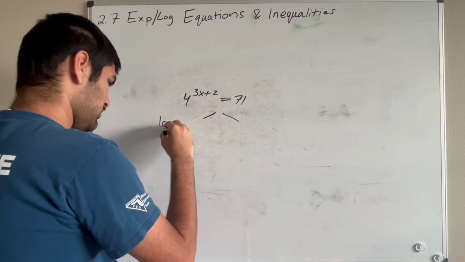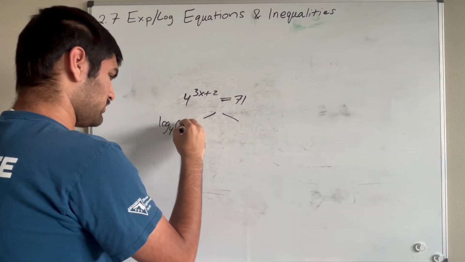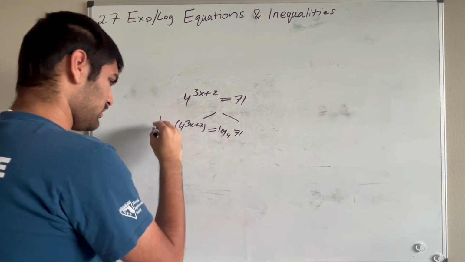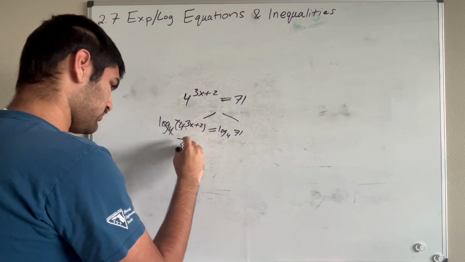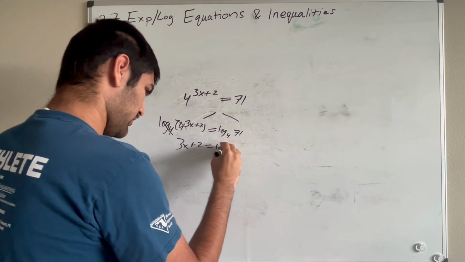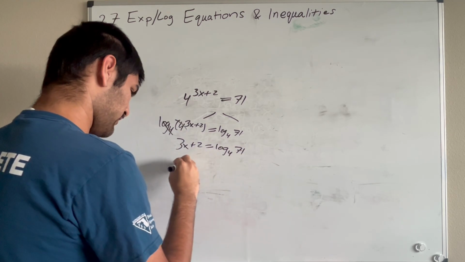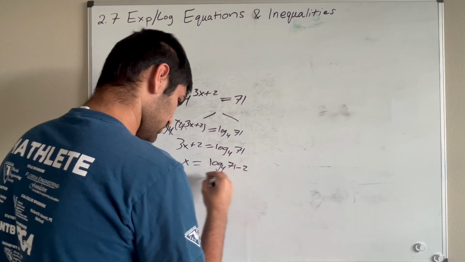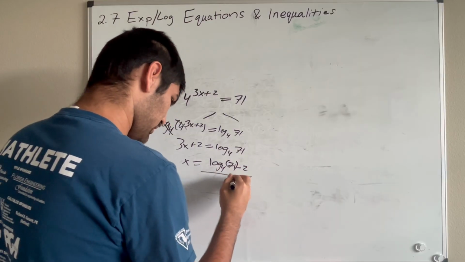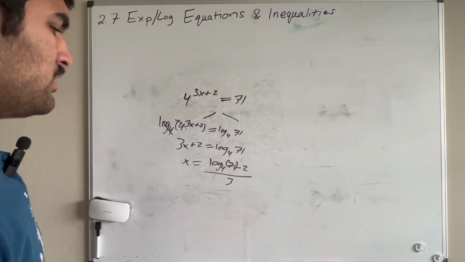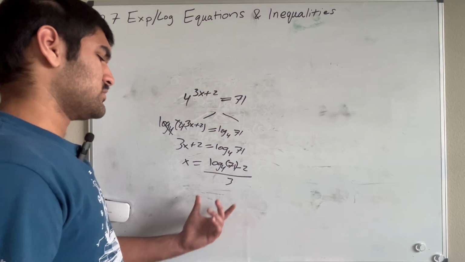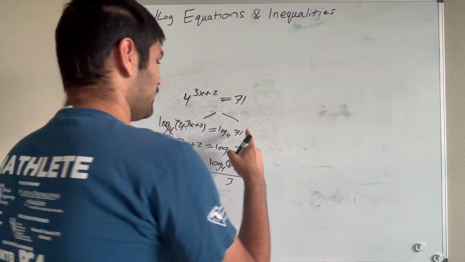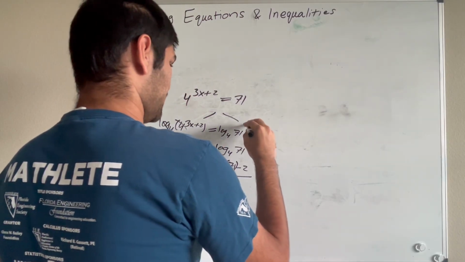For the first one, you just take log base 4 of 4 to the 3x plus 2 equals log base 4 of 71. Log base 4 and 4 cancel, so you have 3x plus 2 is equal to log base 4 of 71. And then solving for x, you get log base 4 of 71 minus 2, all over 3. So this is the answer, one of the valid forms. And then again, the other way, you just take the common log of both sides.